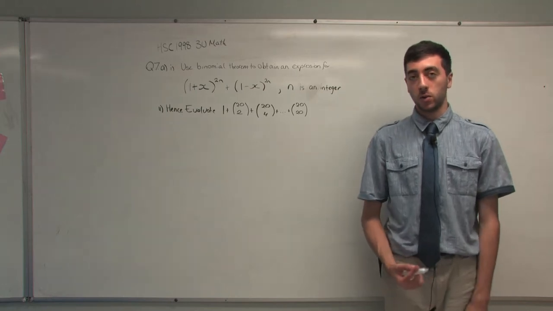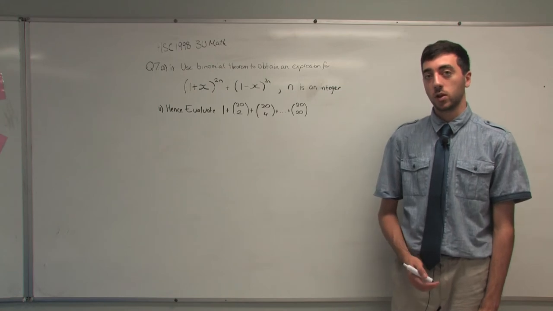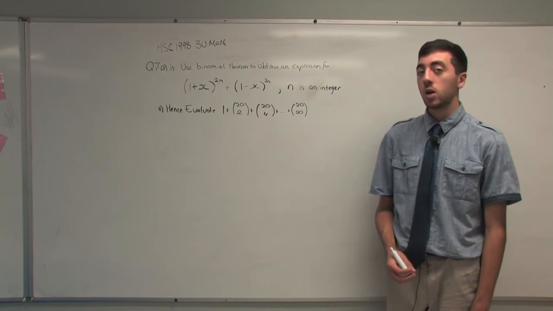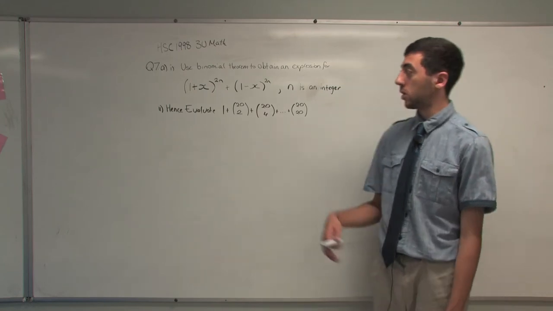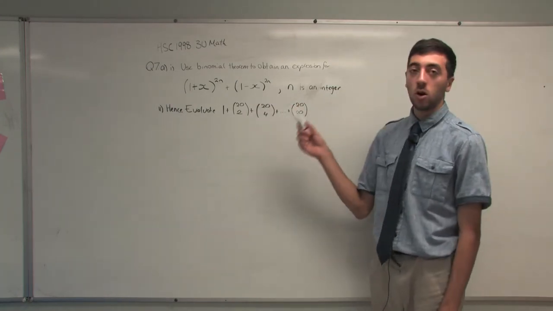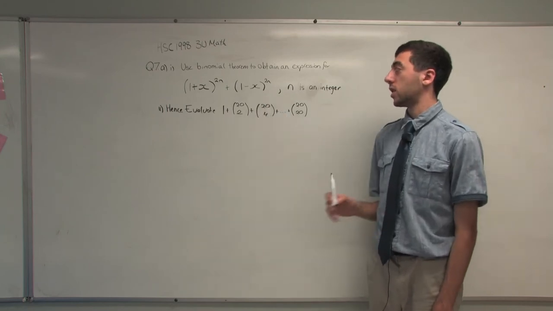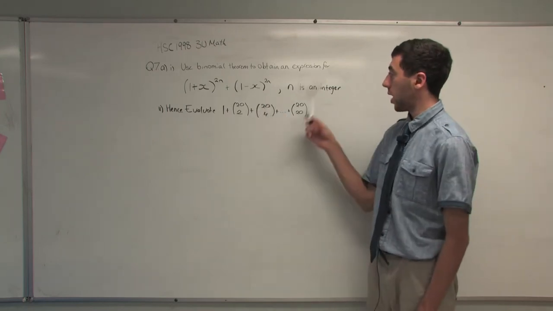Alright, now we're going to be doing the HSC paper of 1998. We're going to be focusing on question 7a this time. So this is a binomials question. It says, use the binomial theorem to obtain an expression for (1 + x)^(2n) + (1 - x)^(2n), where n is an integer.